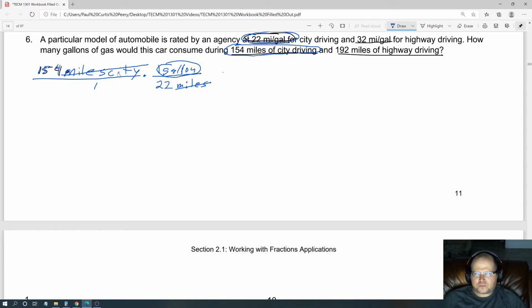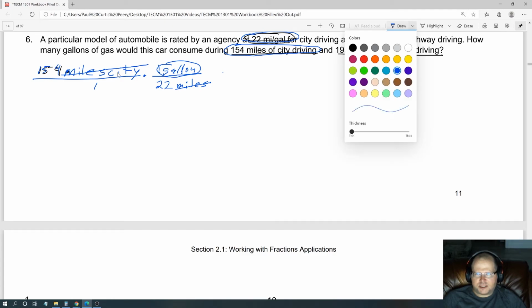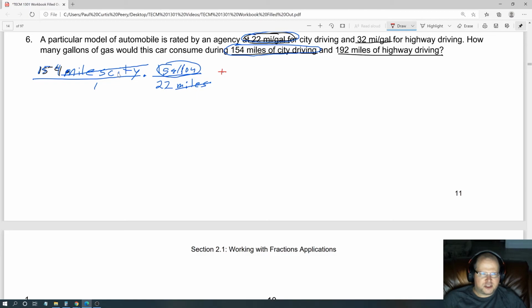Okay, so I'll explain more of dimensional analysis when we get to unit conversions later on, but right now, just an intro. You don't have to know how to do this yet. The next step hopefully will kind of explain it. The next one is there's 192 miles that you're doing in highway driving. Basically, again, I'm just asking you to divide it.